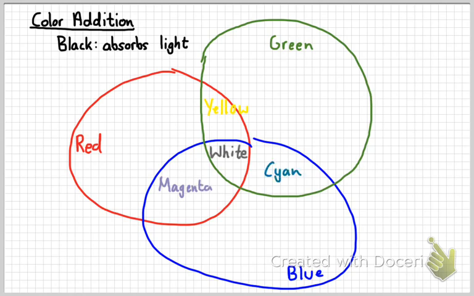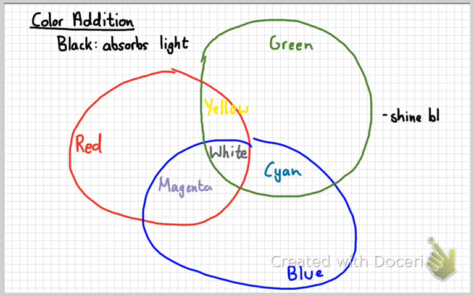Remember when we mixed the red and the green, we got yellow. When we mixed the red and the blue, we got magenta. And when we mixed the green and the blue, we got a color called cyan. And again, those colors may not match up exactly. When you mix all 3 of those, you get white light.